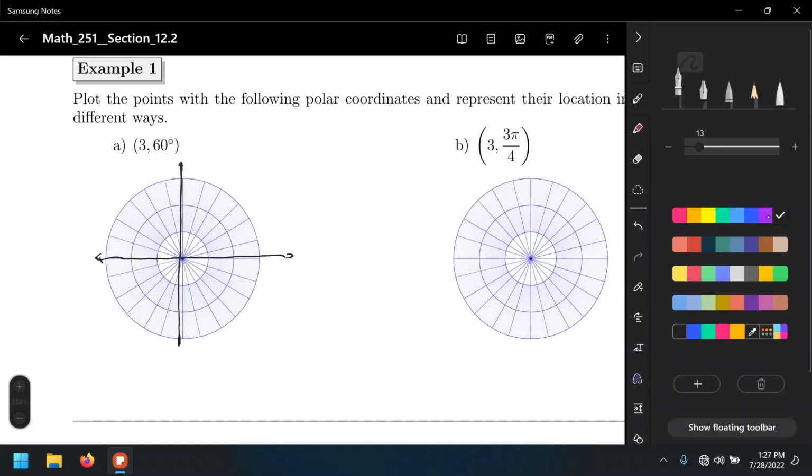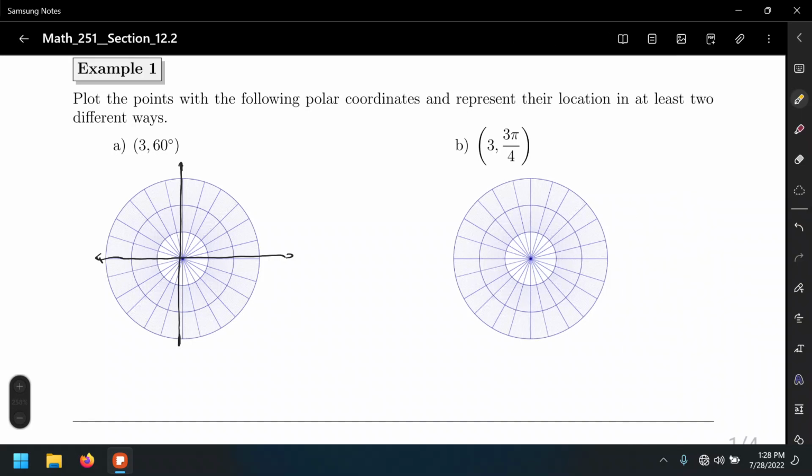So, okay, let me use this color. In this case, we're going to go from the pole. We're going to go 3 units. Like we're plotting x, but in this case it's a radius of 1, radius of 2, radius of 3. That's r, and that's theta. So from here, we're going to pan this to 60 degrees. All right, so the point will be here. And you might want to draw a line between the pole and the point.